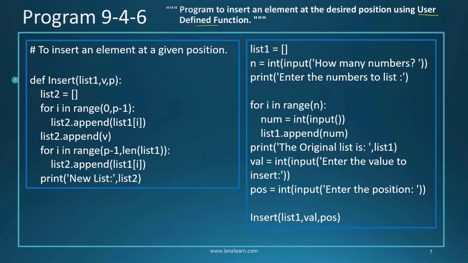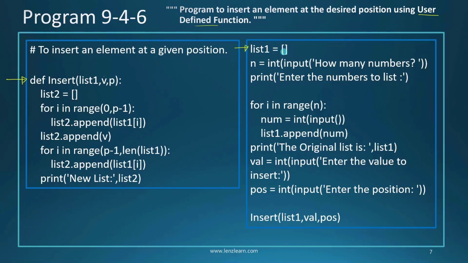Now our program starts. You can see we have a function definition here. The name of the function we have used is insert. Now it is expecting a list, a value, and a position number. The purpose of this function is to insert this value v at position p into list 1. Now the control will come to the next statement outside the function definition. So our program will start from here.